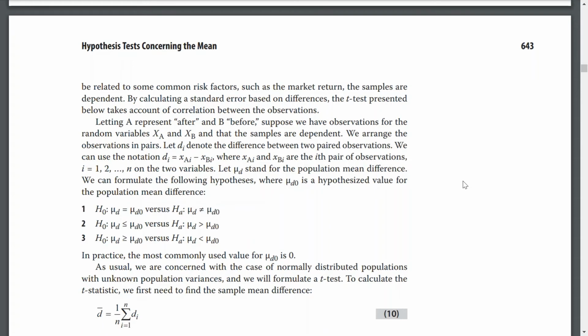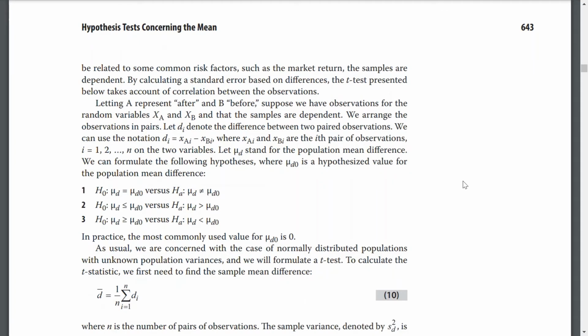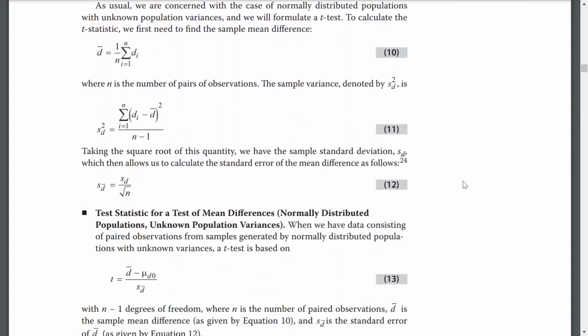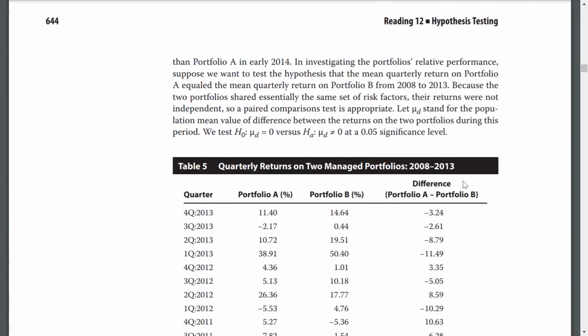Let A represent after and B before. Suppose we have observations for the random variables XA and XB, and the samples are dependent. We arrange the observations in pairs. Let D sub i denote the difference between the two paired observations.